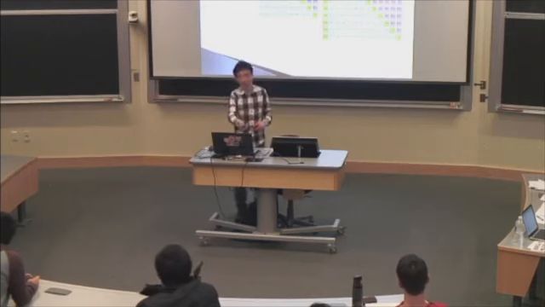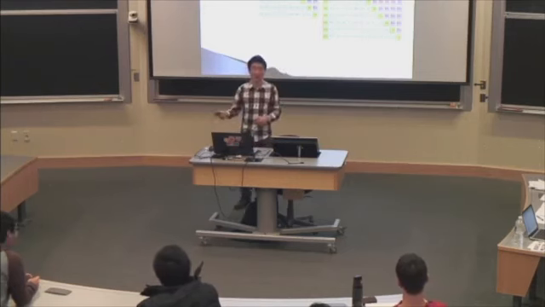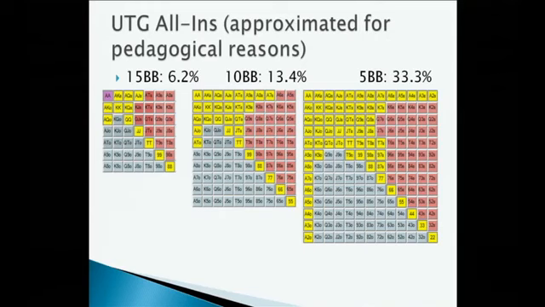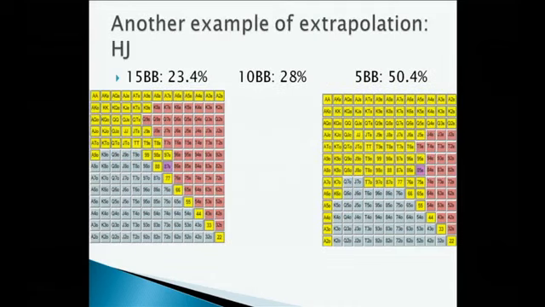But yeah, with 15 big blinds, I would recommend just raising small, although I don't think going all in is the end of the world. Okay, so this is roughly what the shape of the curve looks like. Here's another example. For hijack, from 15 big blinds to 10 big blinds, it actually changes very little. I guess it changes somewhat, but 23.4% to 28%.